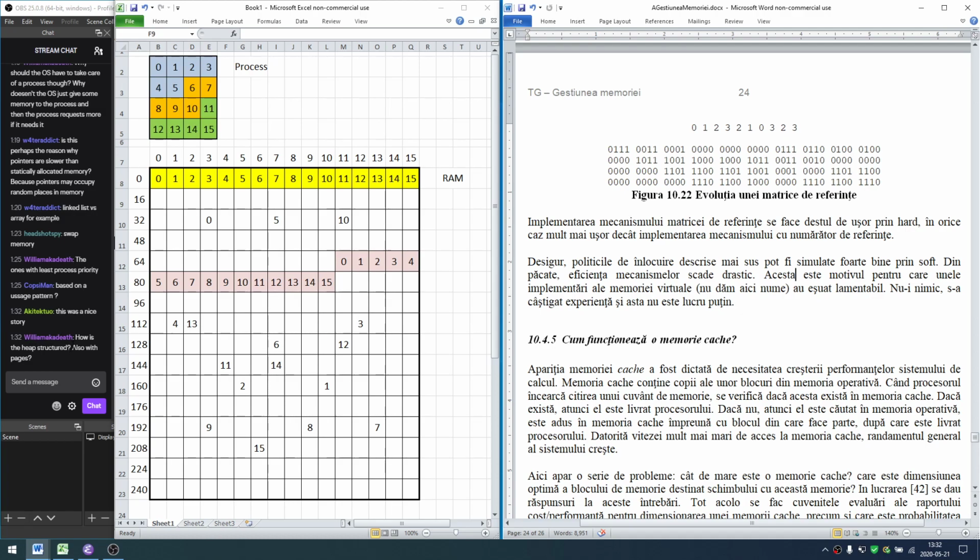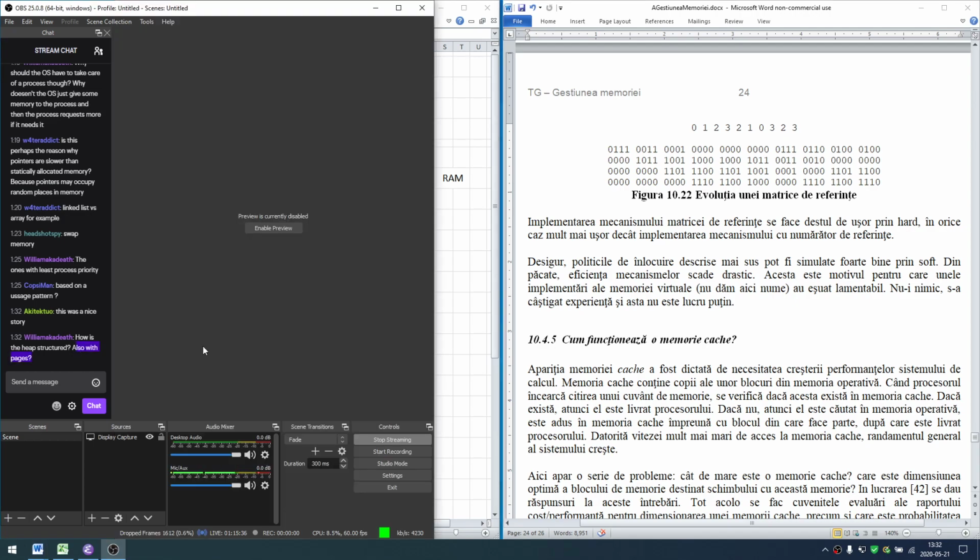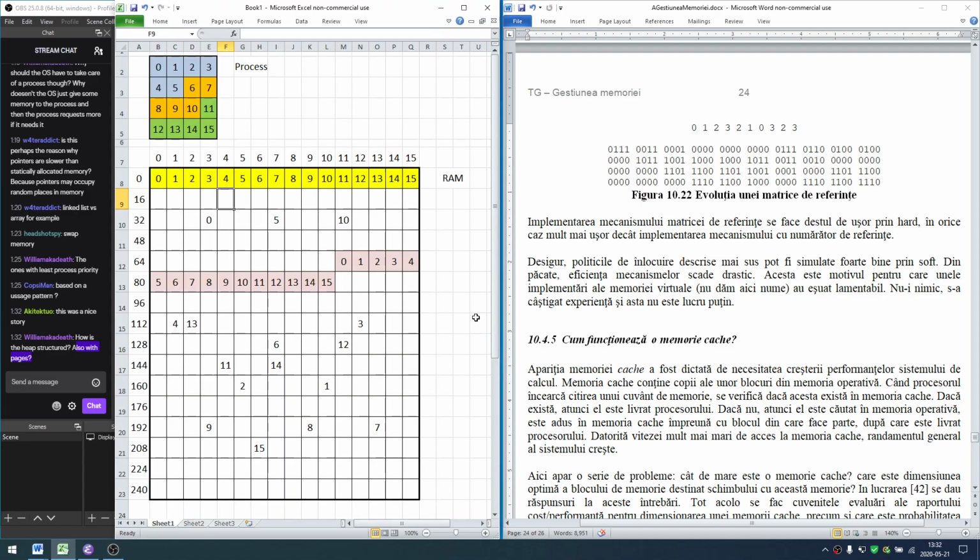And let's see what else. How is the heap structured, also with pages? Okay, I'll address this, William.